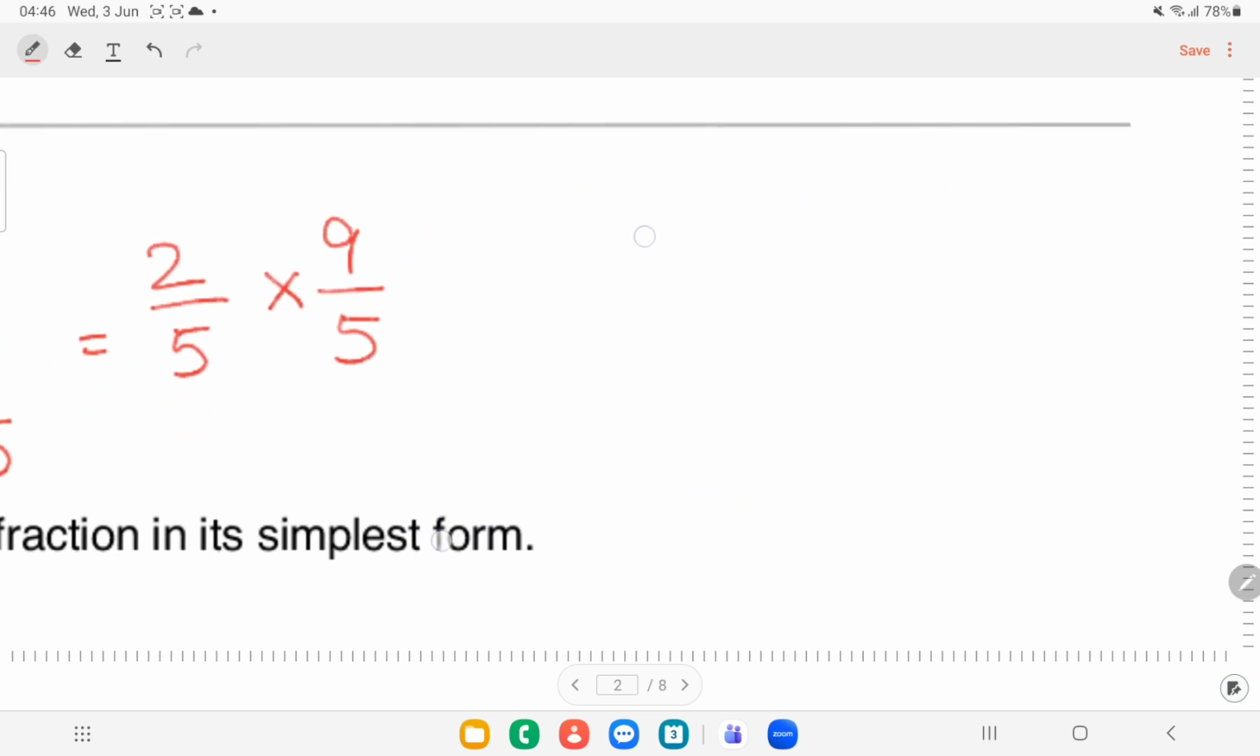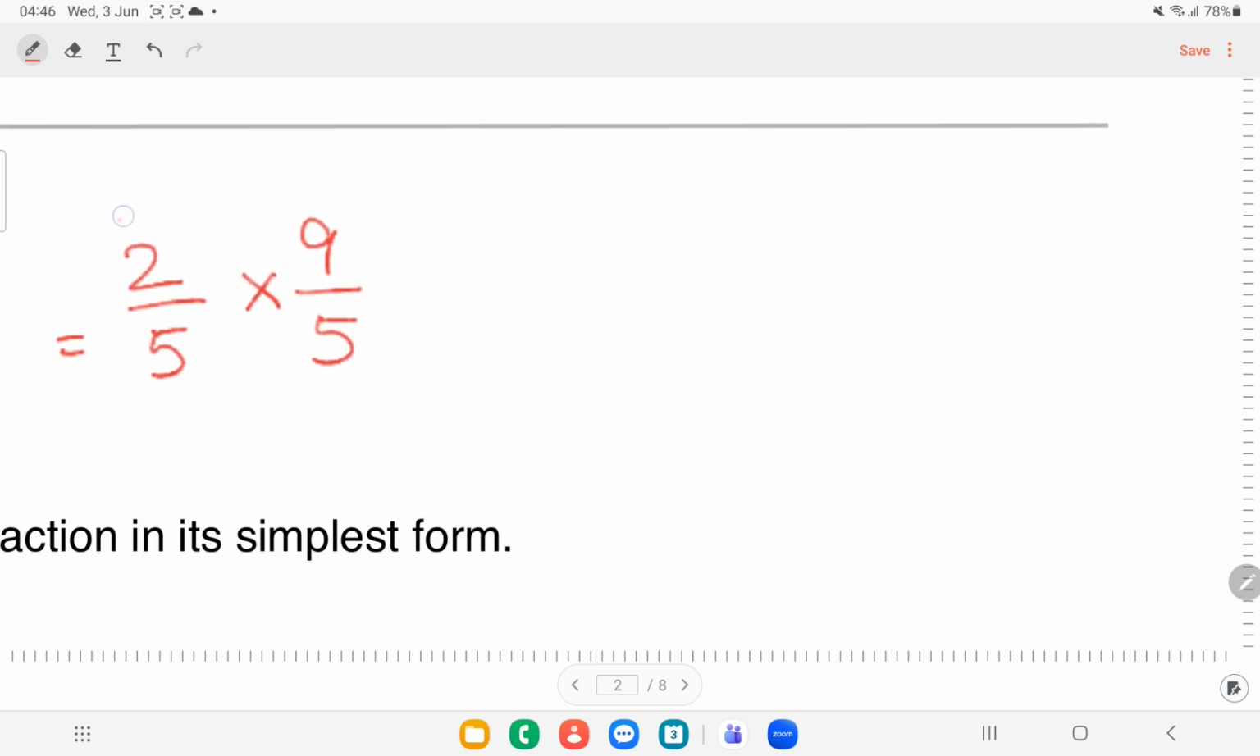Now you cannot simplify by 2, because this is an even number but we do not have an even number in the denominator. We cannot simplify by 3, because 9 is divisible by 3, but here we do not have any number which is divisible by 3. For 5, these numbers are divisible by 5, but in the numerator, no, we cannot divide by 5. So this is the result: we cannot simplify these two fractions anymore.